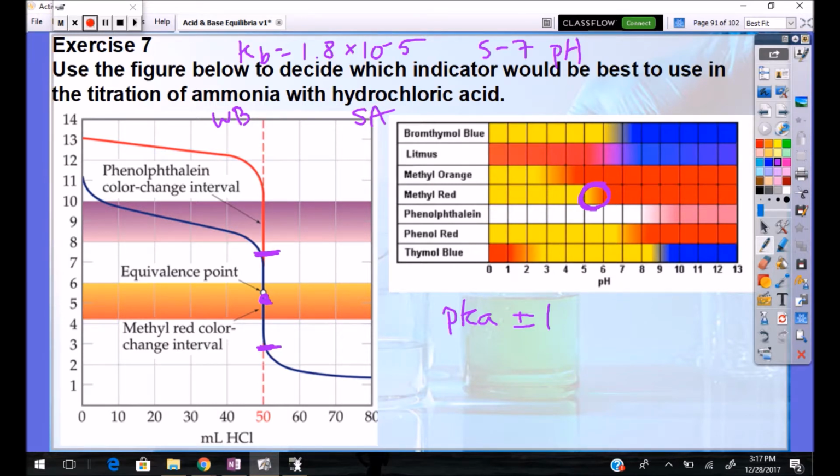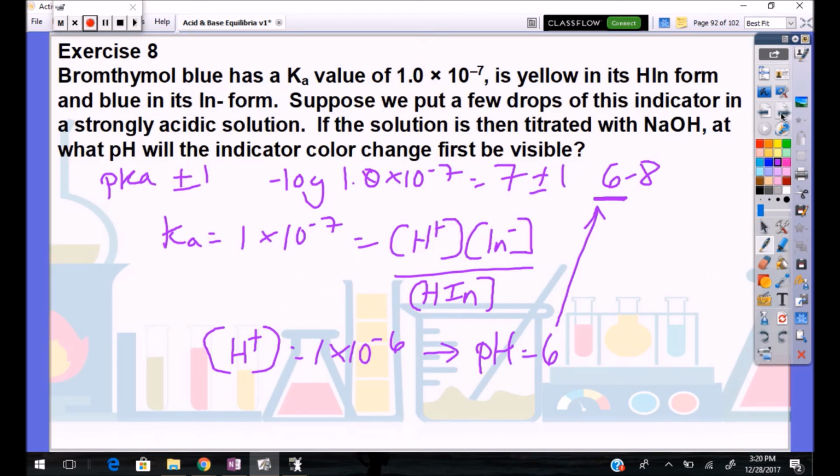We want the color to change when we are very close to our equivalence point. So the color would start changing here at about 4.1 or 4.2, and we hit our equivalence point shortly at the end of that. Okay, that is all for today.